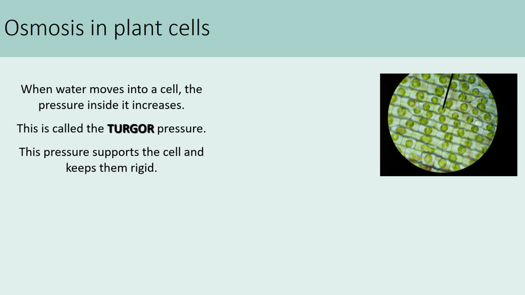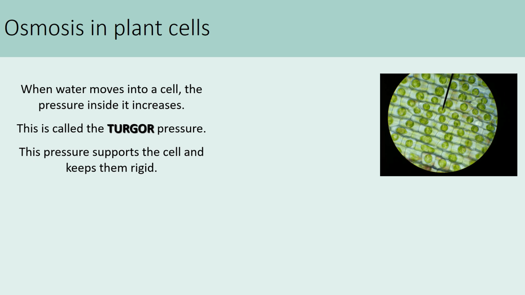Now that's really important in plant cells because plants don't have a skeleton like we do. So the way that they support themselves is by having these rigid cells stacked one on top of the other. They've got that regular structure, so it's kind of like a brick wall with all the bricks being the cells that keeps the plant upright.